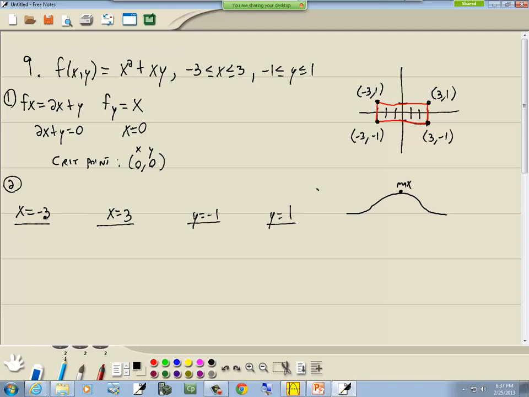So when I plug in x equals negative 3, we put negative 3 here and we get 9. Put negative 3 here and we get minus 3y. Now this is a function in terms of y. If I take the derivative of this, the derivative is negative 3. So there is no critical point here, so there is no high point or low point.